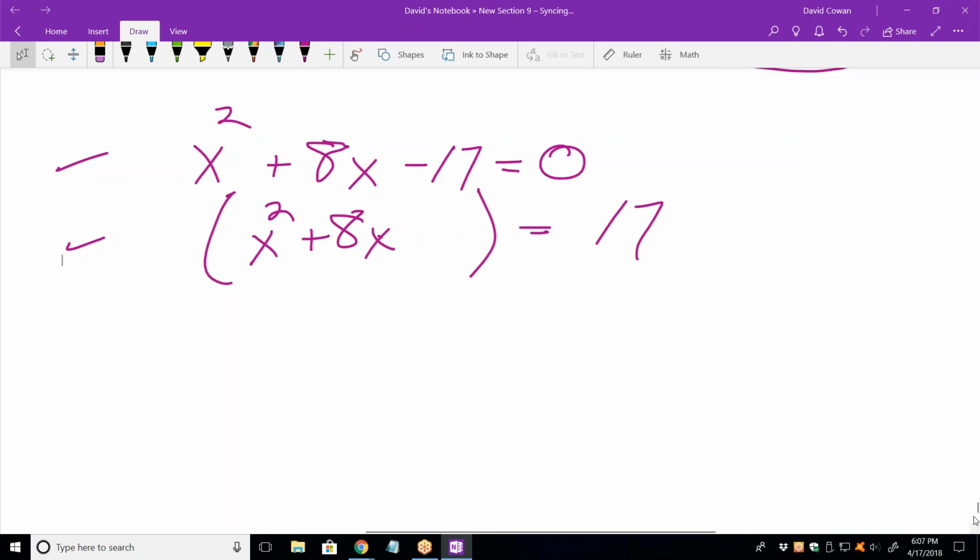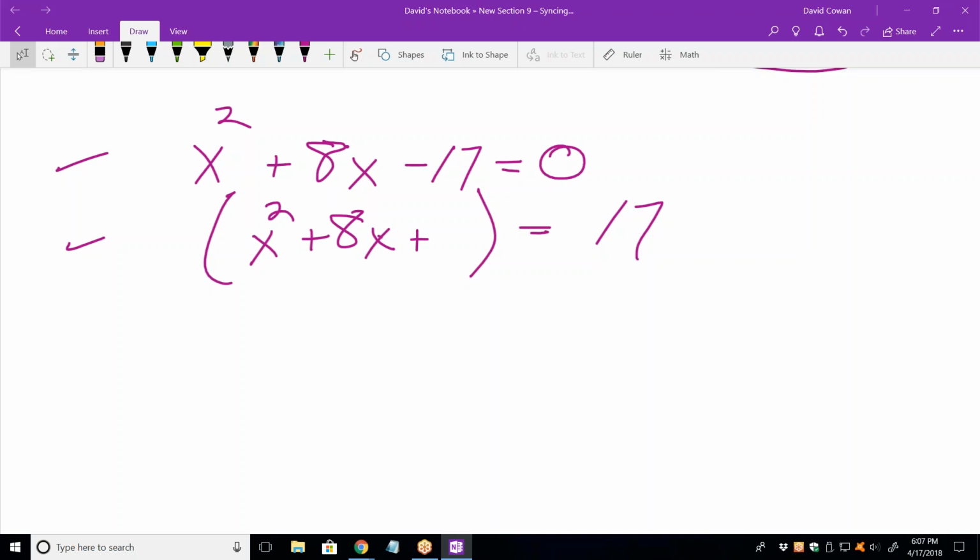So how do I complete the square inside the parentheses? I'm not sure. Take half of the coefficient of the x. In other words, half of 8, and square it. Okay, and so half of 8 is 4, and if you square 4, it's 16.